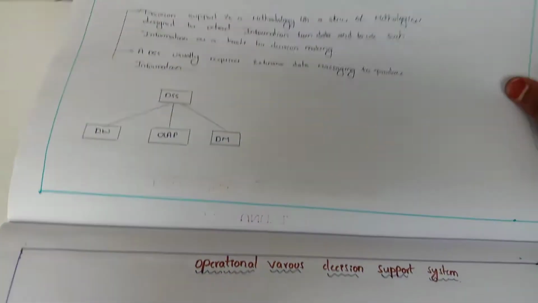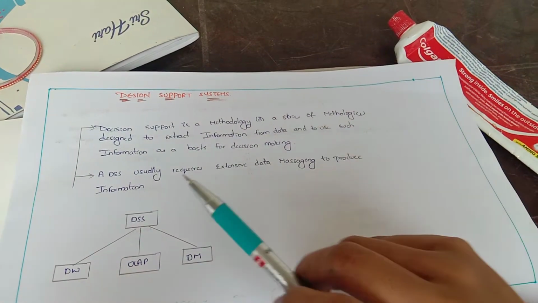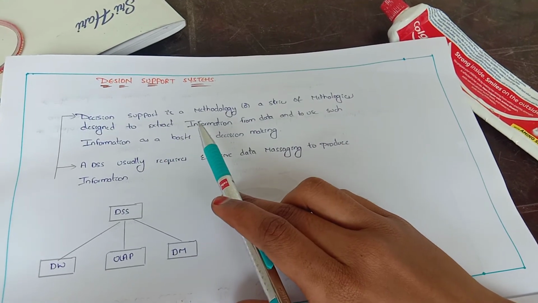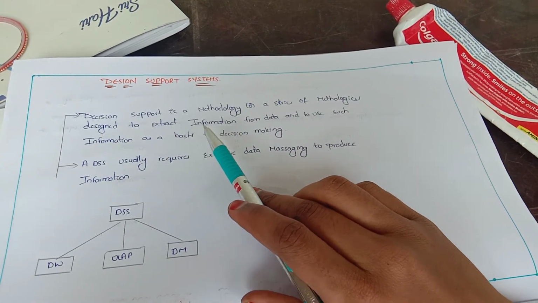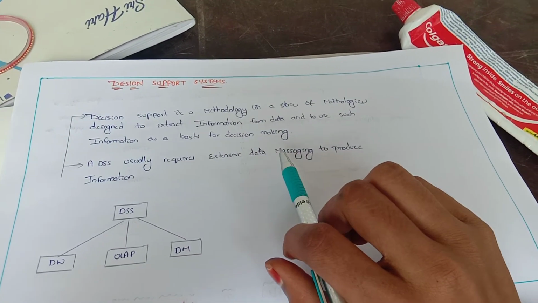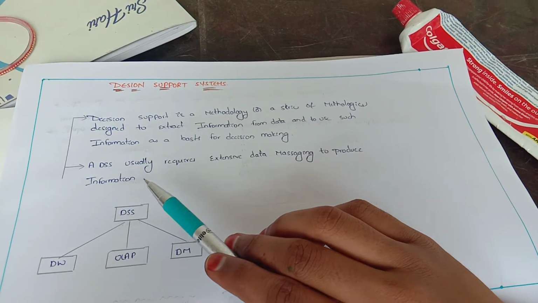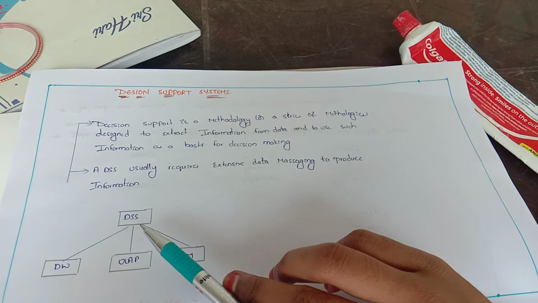And the next topic is decision support system. This is the decision support system. A decision support system is a methodology or a series of methodologies designed to extract information from data and to use such information as the basis for decision making. A DSS usually requires extensive data massaging to produce information.